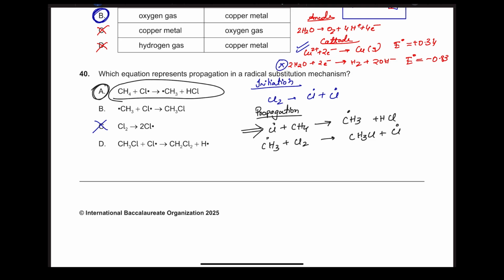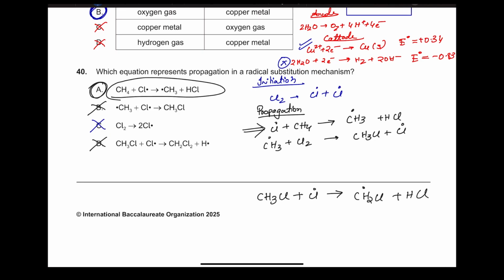Now let's analyze the rest of the options. Option B is a termination step because you have more free radicals on the reactant side as compared to the product side. So B can be rejected. And for the last one, this is when you have multiple substitutions, right? Here the chlorine will snatch away a hydrogen from CH3Cl, so it will form CH2Cl free radical plus HCl. So this is a propagation step, but the last reaction is incorrect because hydrogen free radicals are not formed. So I can also eliminate option D.